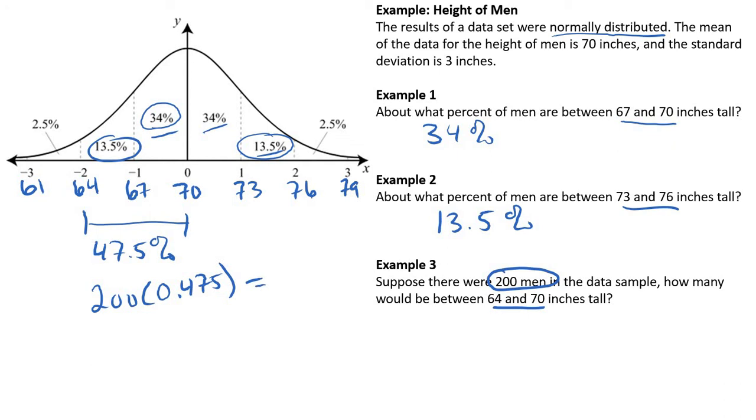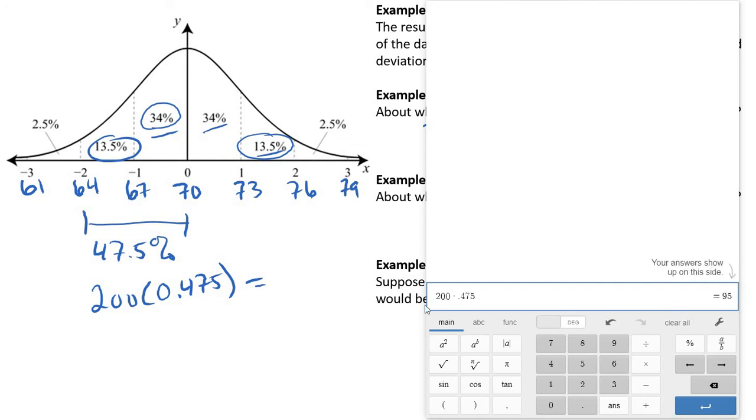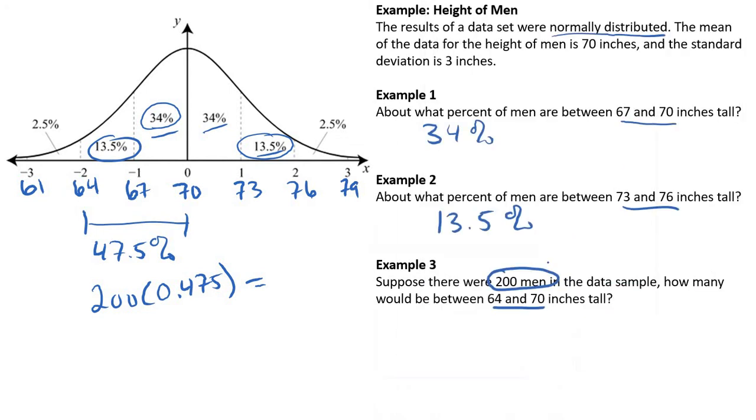Let me just bring up my calculator quick. So 200 times 0.475, again we're finding 47.5% of 200. Hey, we get 95. And so 95 men would be between those heights. Okay, hope that helps. And again, we can apply this to all kinds of things. The key is the situation is normally distributed, and then these percentages apply, and they're going to be very, very similar problems.